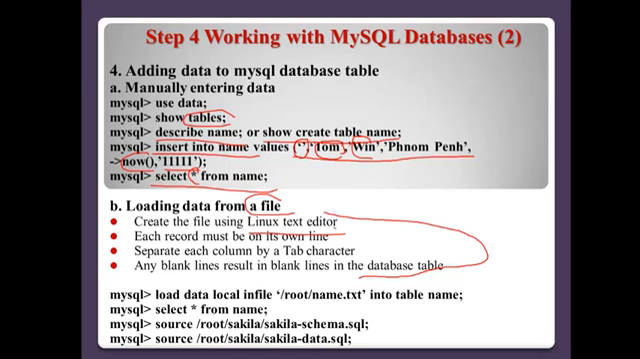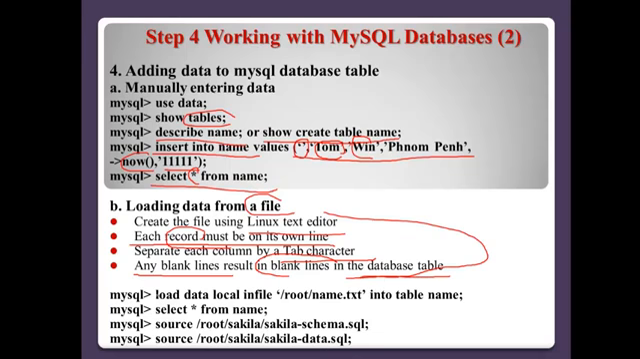In my case, I will use VI. Each record must be on its own line, so normally in this file one line will be one record. If we want to separate each column, normally we use a tab character. And if there is any blank line, it means a blank line in the database table also.